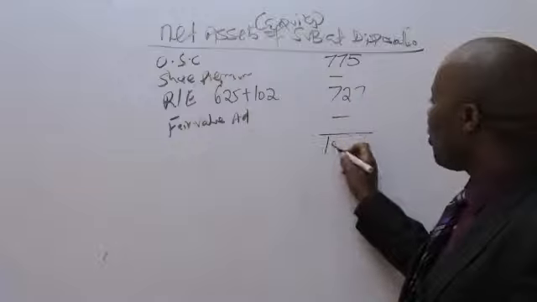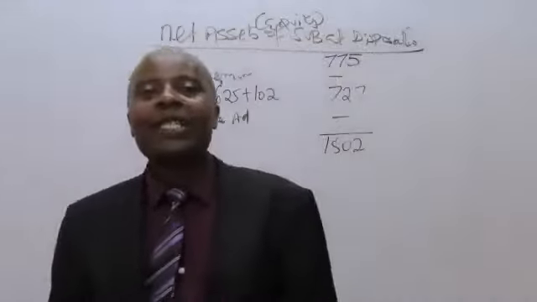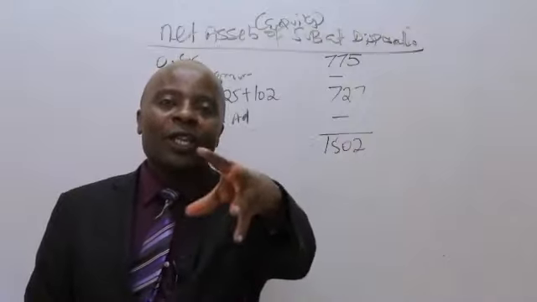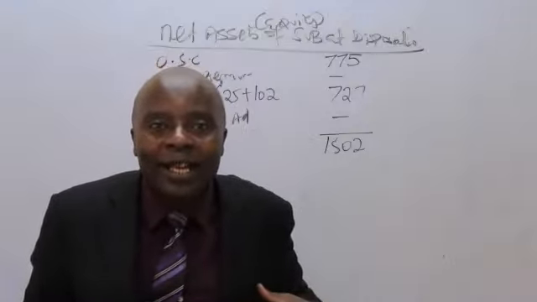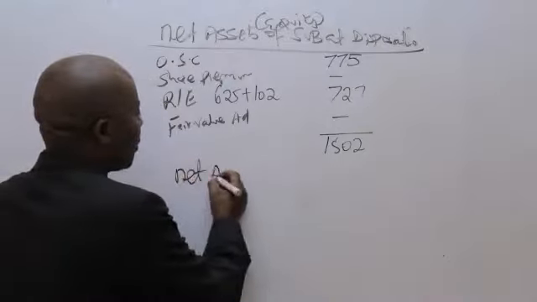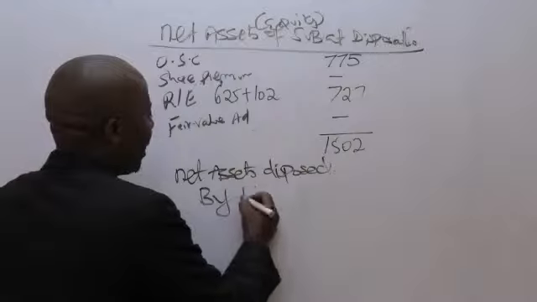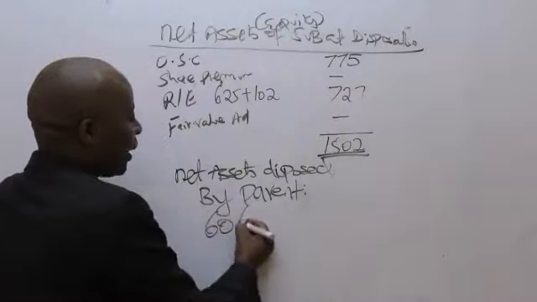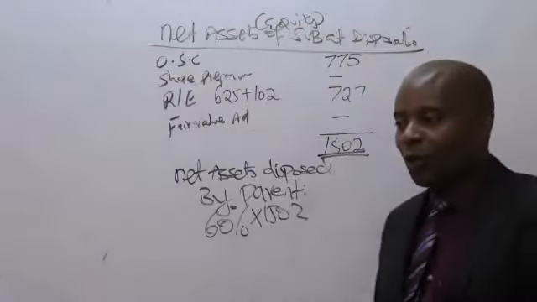1502. Thank you very much. So remember that these are net assets of the company as a whole. For disposal, we are not saying we are disposing the entire subsidiary. We are only disposing our share. So in this case here, come and look at the net assets disposed by the parent. This I can double underline, will be 60% its share, 60% of this 1502. Is anybody able to give me this figure, 60% of 1502?